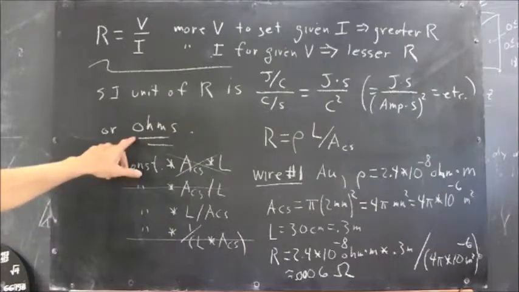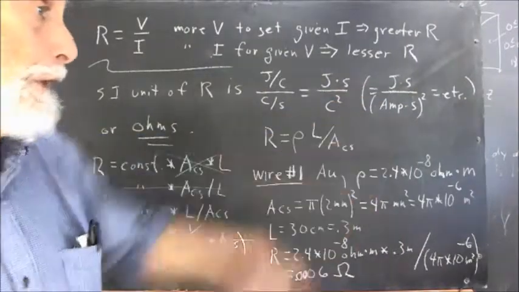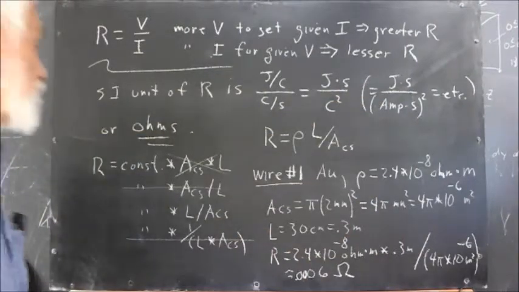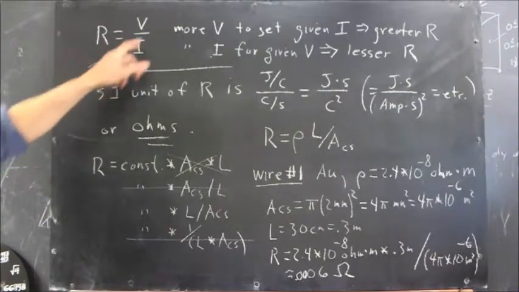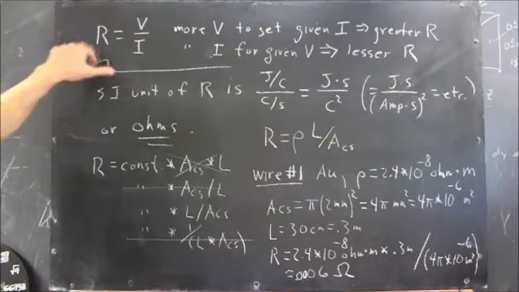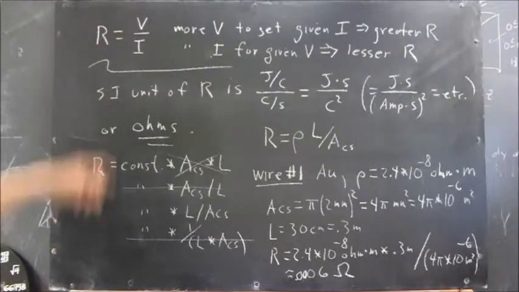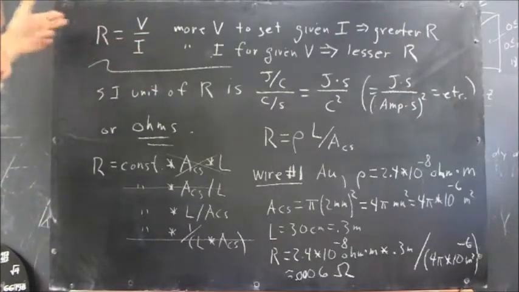Okay. In any case, that's what an ohm is in the fundamental units. The one thing you've got to understand, though, is that if you multiply an ohm by an amp, you get a volt, because R times I equals V. If you divide a volt by an ohm, you get an amp.